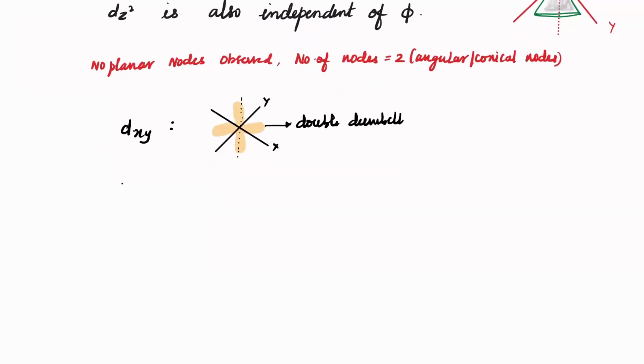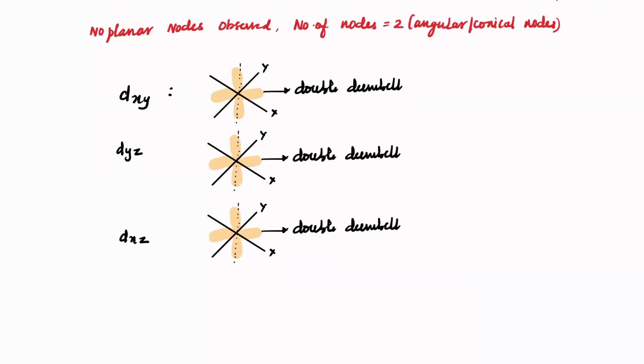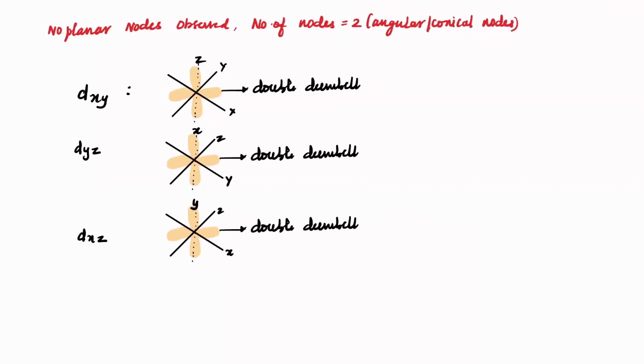Okay. Similarly, dyz and dxz also look exactly the same. We just need to change the axes. So now this time, this axis would be different. So this will be YZ and this will be X. And here this will be XZ and this will be Y. All of these would be showing double dumbbell form.